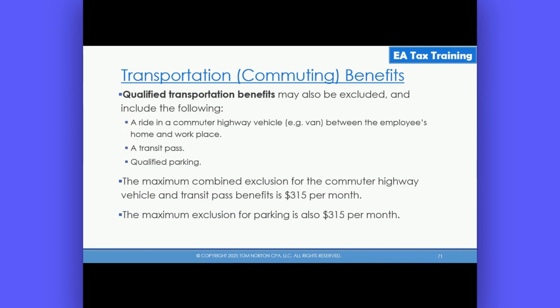Qualified transportation benefits may also be excluded, and it includes the following: a ride in a commuter highway vehicle, such as a van, between the employee's home and workplace, a transit pass, and qualified parking. The maximum combined exclusion for the commuter highway vehicle and transit pass benefit is $315 per month, and the maximum exclusion for parking is also $315 per month. So, again, you will want to remember that $315 per month number.